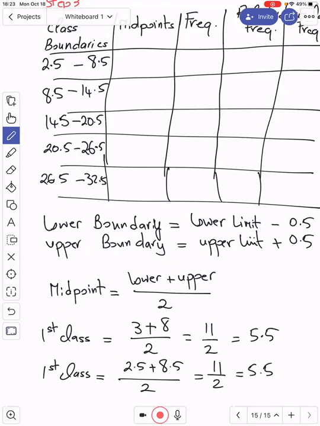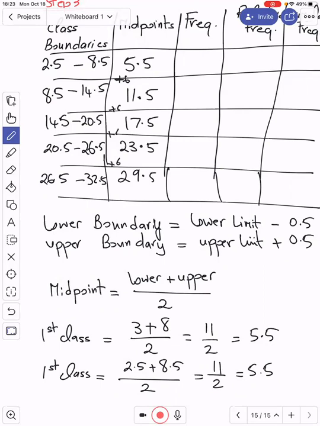So it doesn't matter if you use the class boundaries or the class limits, you're going to get the same answer. So the midpoint of the first class is 5.5. Now for the next classes, you don't have to compute anything, just add plus 6. That will be 11.5 for the next class, plus 6, 17.5, plus 6, that will be 23.5, and plus another 6, that will be 29.5. So it's plus 6, etc.